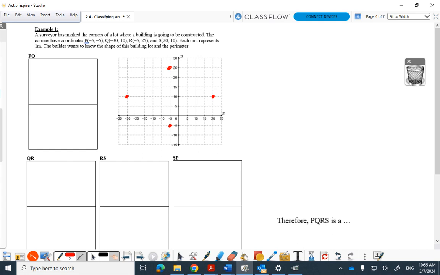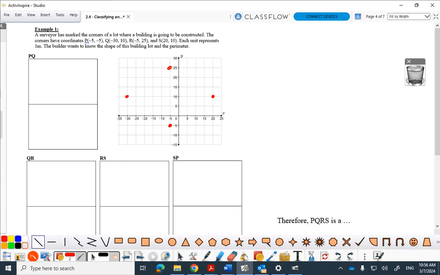Now, it could be that as soon as I draw the shape, you've got a guess or a prediction about what shape this is.